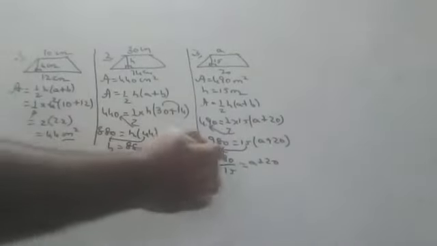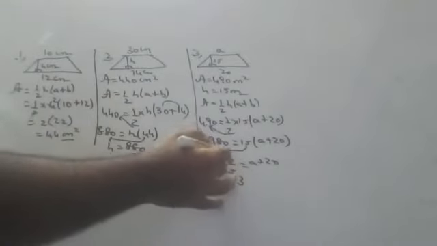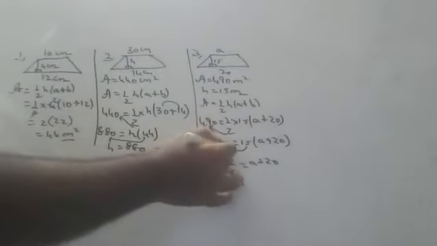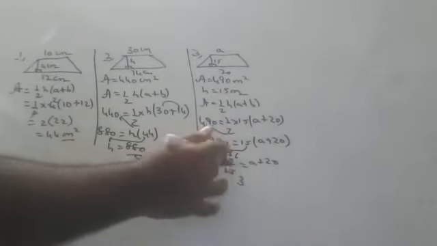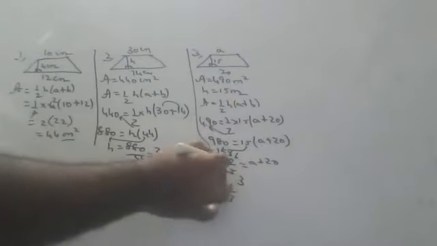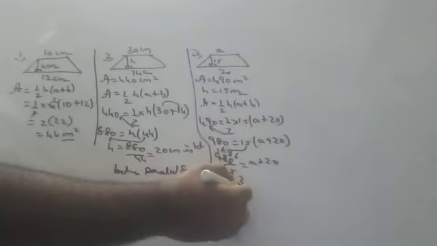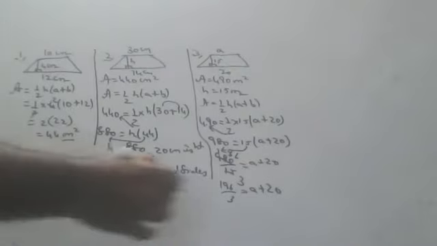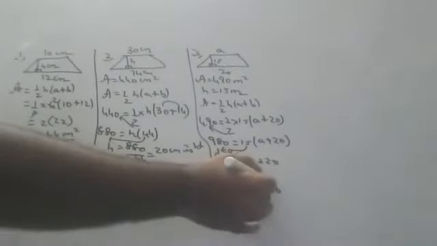Okay, so children, all of you see here. 5 1s are 5, 5 9s are 45. Sir, it doesn't get divided, sir. Okay, no problem. 196 by 3 is equal to A plus 20. Okay, it won't get divided by 3. It will go to the other side.